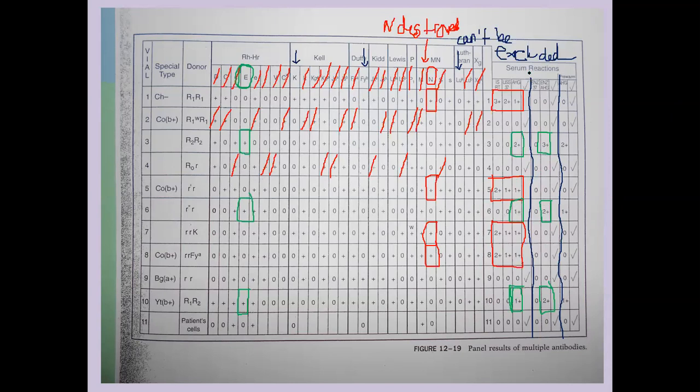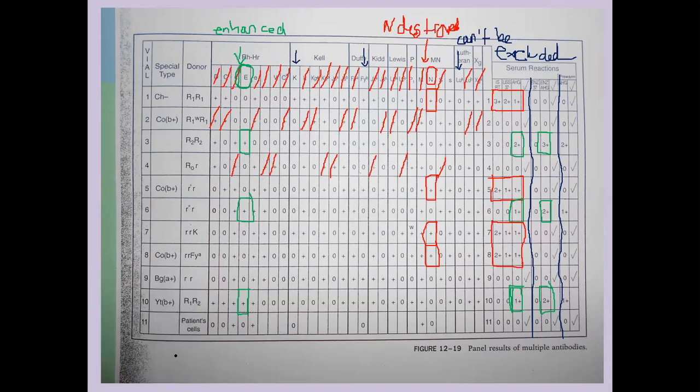Okay? What do we know about E? What do we know about Rh system antigens? They are enhanced, okay? So does it make sense? Absolutely, okay? So it looks like these reactions are due to our anti-E. The ones that fell away were due to anti-N.